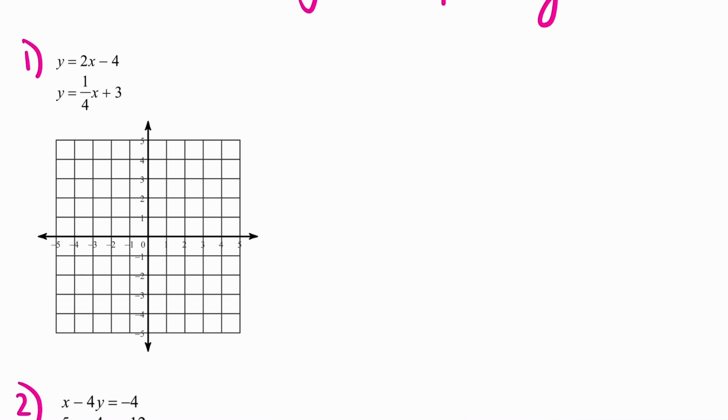So when you're solving systems of equations, you're trying to find an ordered pair. We're trying to figure out where these two lines intersect. So let's go ahead and start with this first one.